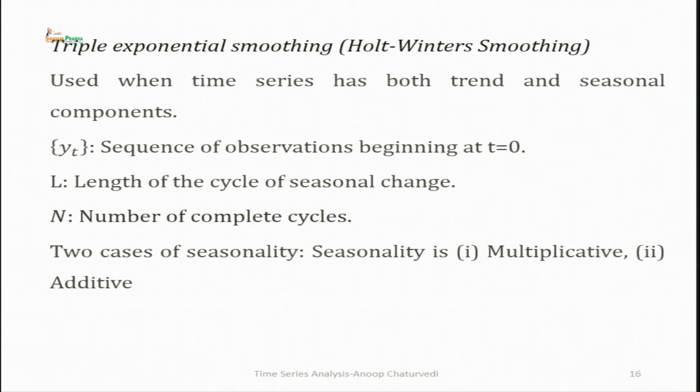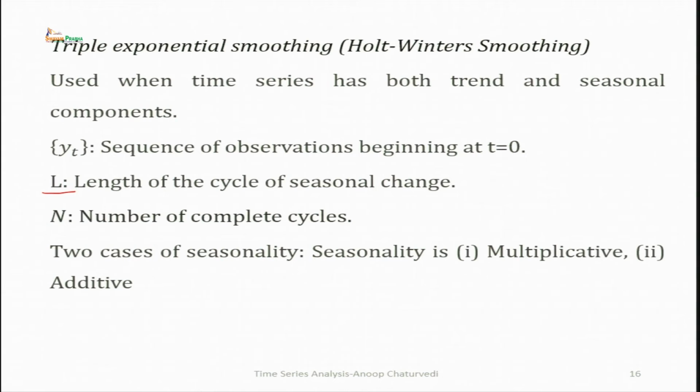Again, we have a sequence of observations beginning at time t equal to 0. L is the length of the cycle of seasonal change. We assume that this length of the cycle of seasonal change, L, is known. It may be a quarter or it may be a month. Then N is the number of complete cycles. Then we consider two different cases of seasonality, when the seasonality is multiplicative and when the seasonality is additive.